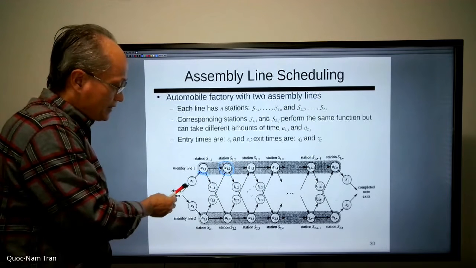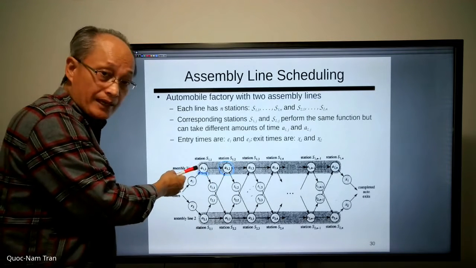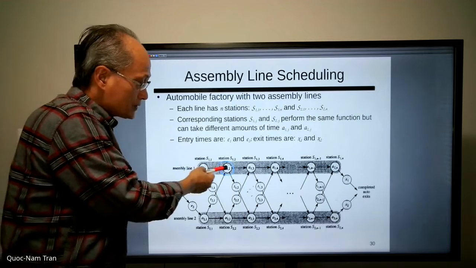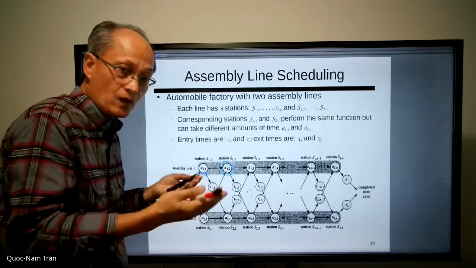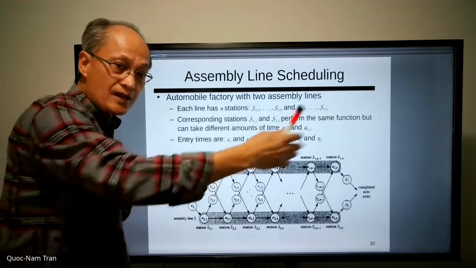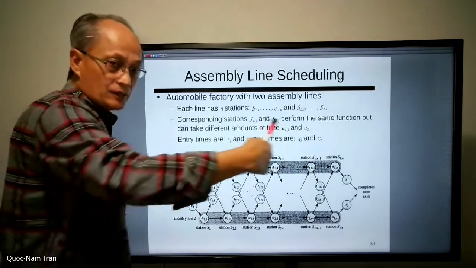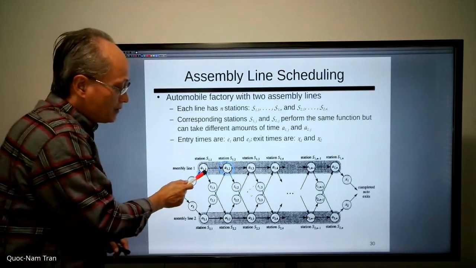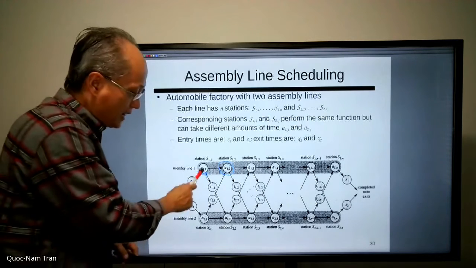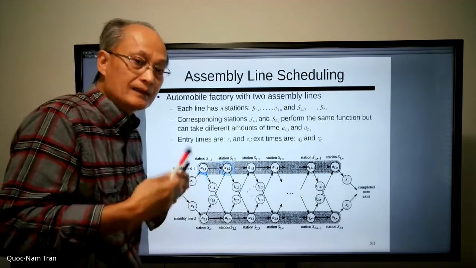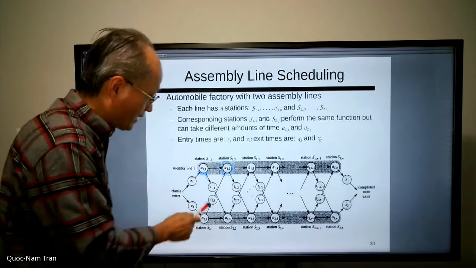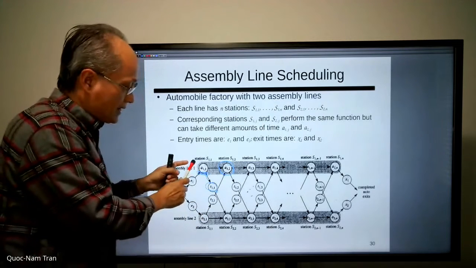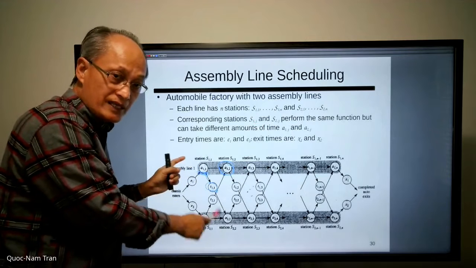If a car is entering assembly line 1 and continues from station 1 to station 2, it costs no time because it's on the same assembly line. It's just next to the other, so it will not cost any extra time. But if we try to move the car to another assembly line, then it takes time. That is what we have as T11, the extra cost for moving a car from one assembly line to the other.